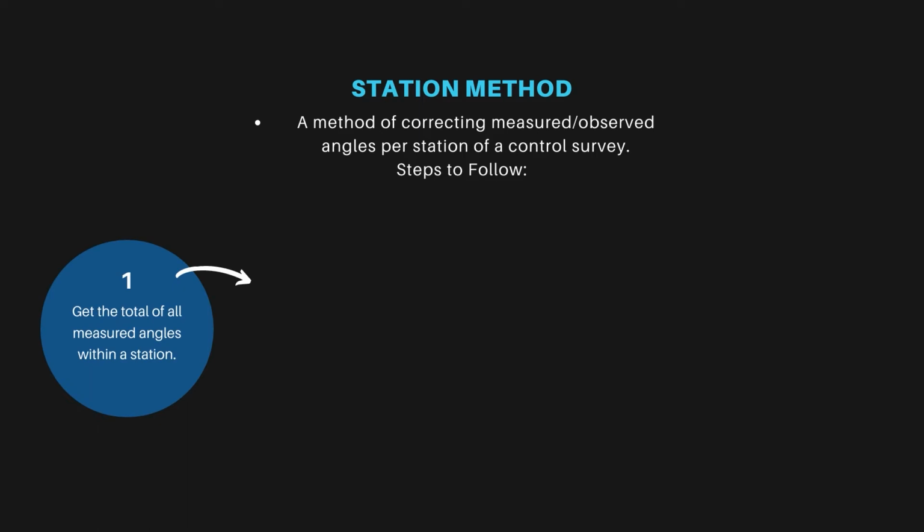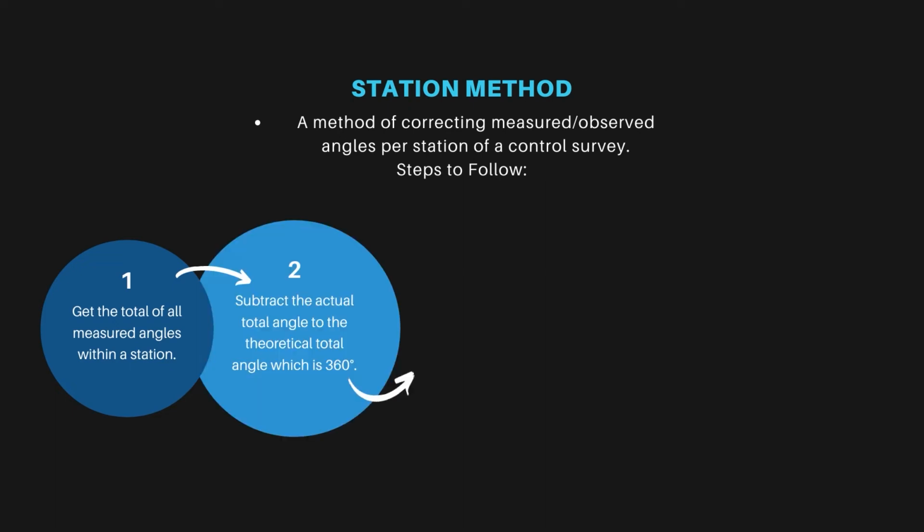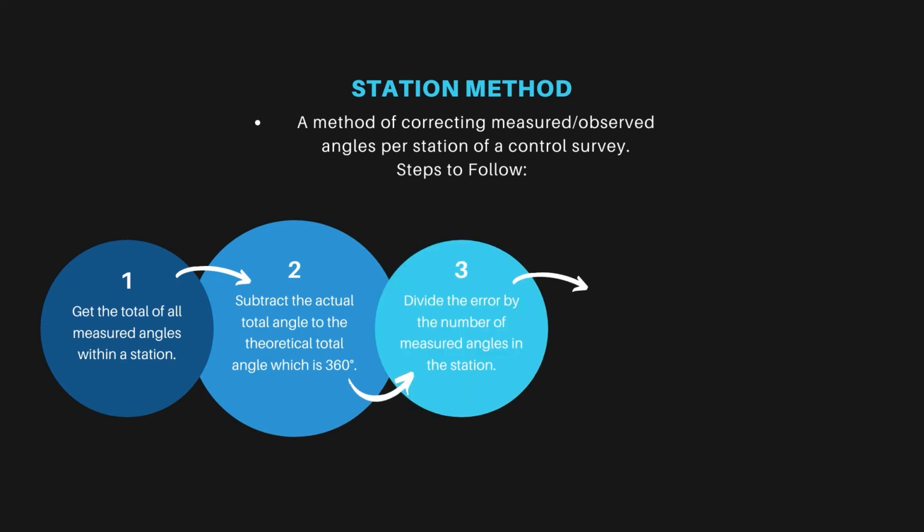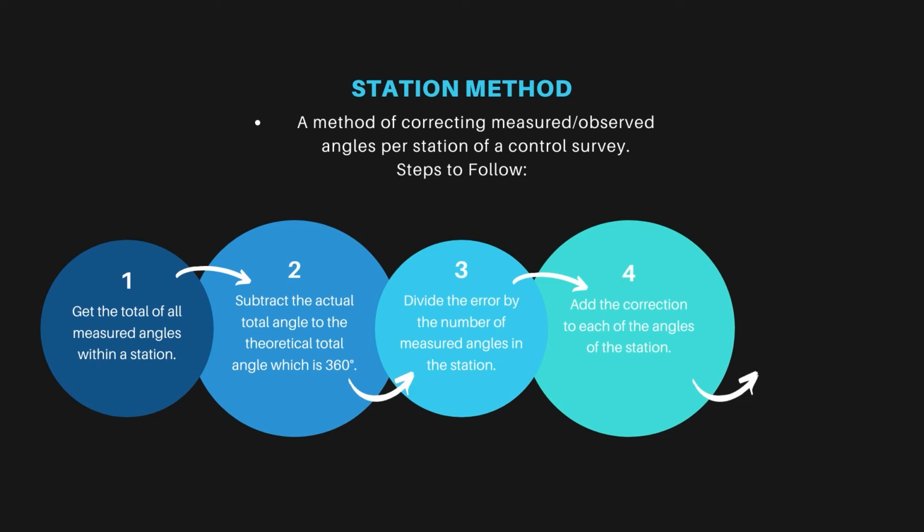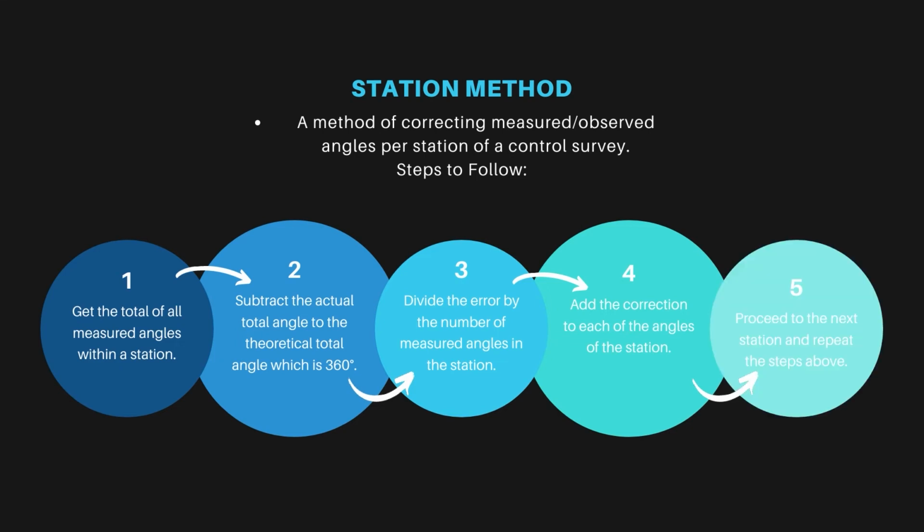The first step is to get the total of all the measured angles within a station. This will be the value of your actual total angle. The second step is to subtract the actual total angle from the theoretical total angle, which is 360 degrees. This will be the value of your error. The third step is to divide the error by the number of measured angles in a station. This will be the value of your correction per angle. The fourth step is to add the correction to each of the angles of the station. This will be the adjusted value of your angles. And lastly, you proceed to the next station and repeat the steps above.